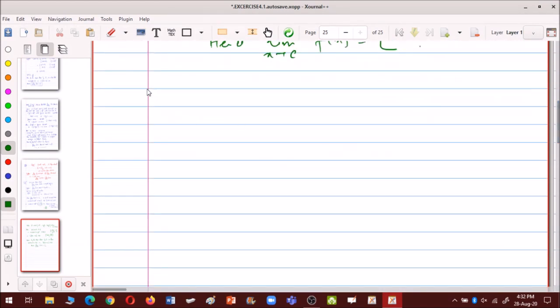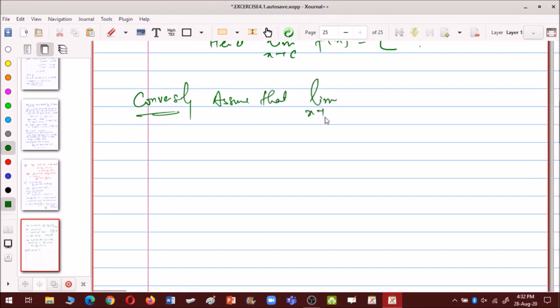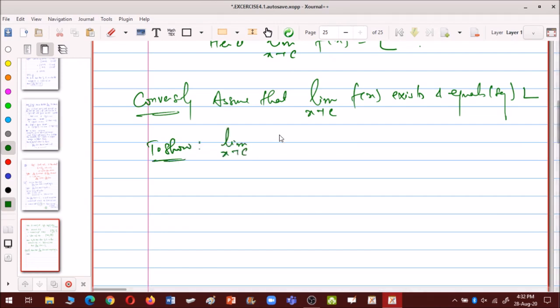Now we have to proceed with the converse part. Conversely, assume that limit x tends to c f(x) exists and equals, say, L. We have to show limit x tends to c f1(x) exists and equals L. So this is what we have to show.